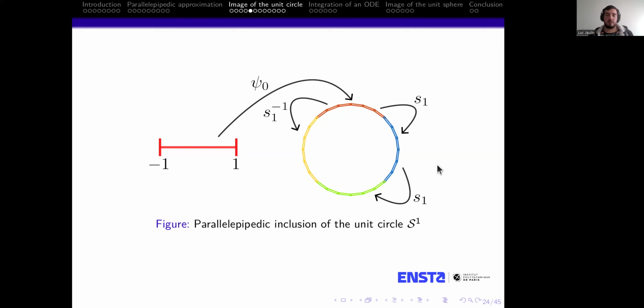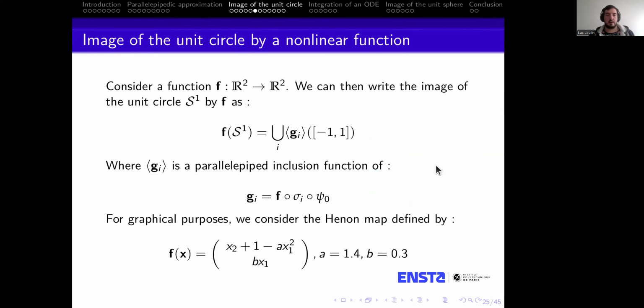Now we can go a bit further and use this to enclose the image of this unit circle by a function. If my unit circle is S1, I want to compute f of S1. It will be the union of the GI functions on -1, 1. These GI functions are defined here. They are the composition of f, sigma I, and psi0. For graphical purposes, I will use the Hénon map that is defined here.